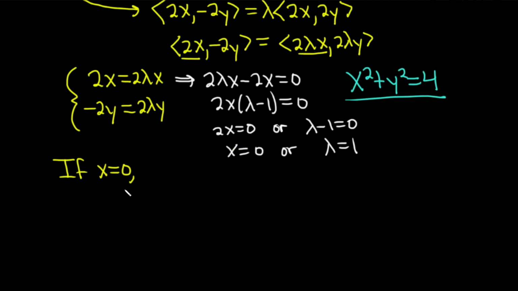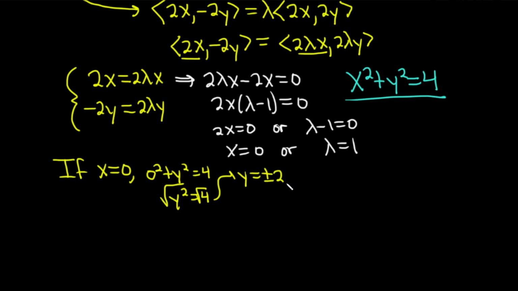So we're going to get 0 squared plus y squared equals 4. That means y squared equals 4. Then you can take the square root of both sides and you'll get a plus or minus. So y is plus or minus 2. So if x is 0, you can plug it into your constraint. You'll get y squared equals 4. Take the square root of both sides. You get y equals plus or minus 2.